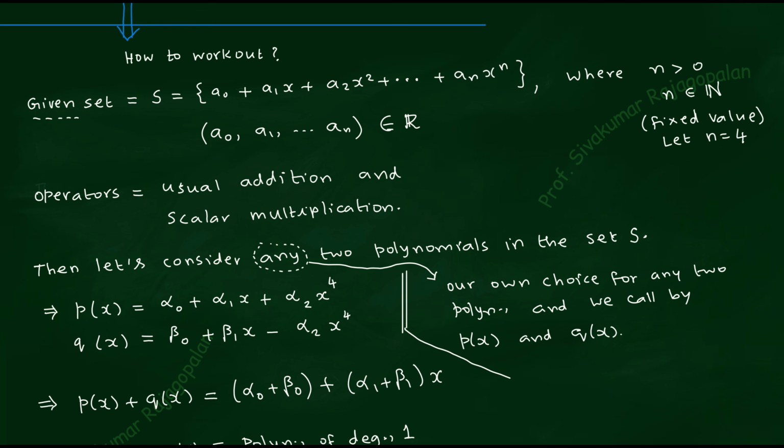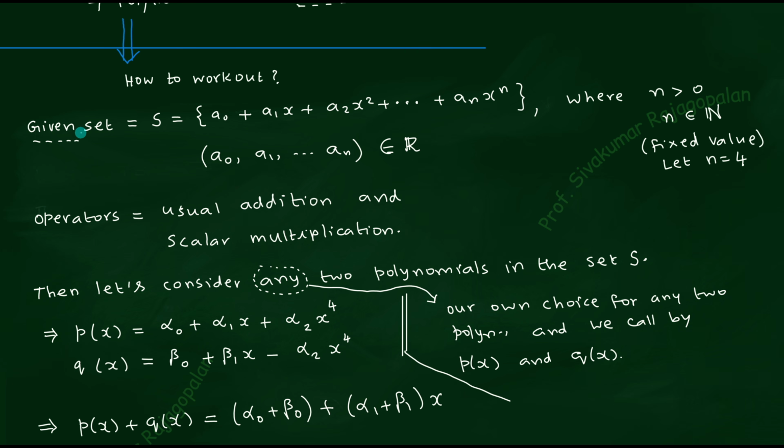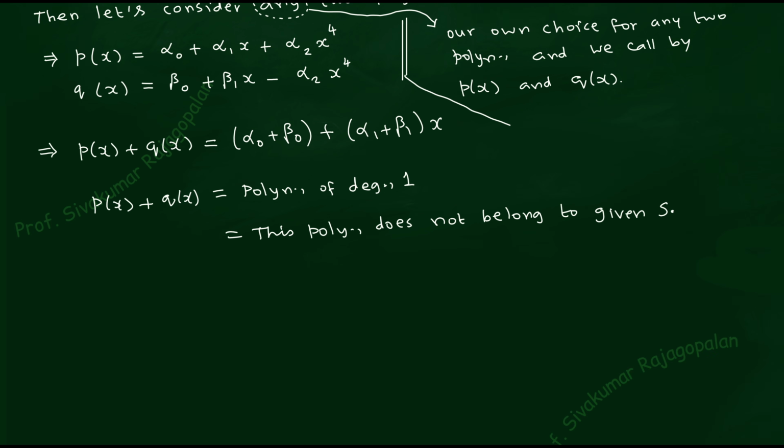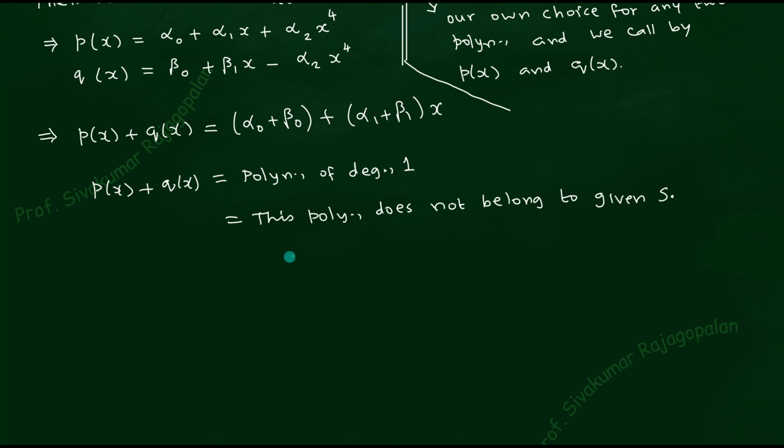So let us go back and see. What is your original set? The original set is where we are fixing n equal to 4, therefore the original set will be fourth degree polynomials. But after adding them, we got a first degree polynomial, so it is not belonging to the original set. So our conclusion is that this kind of addition has led to the failure of the closure property. So the closure under addition has failed.